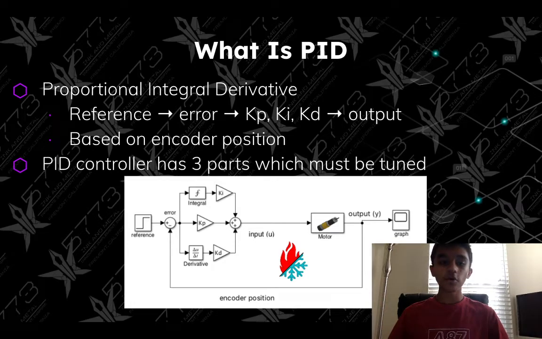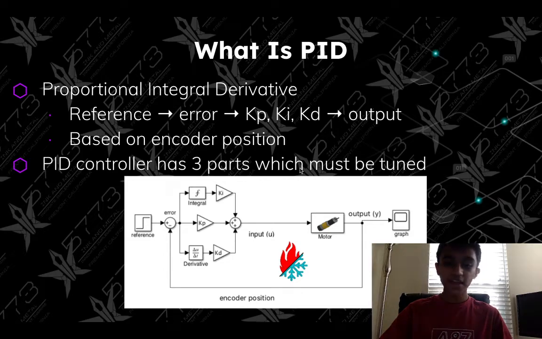Now, like I said before, PID has three parts, these three constants over here, which must be tuned. You can see from this graph, it's essentially what we're talking about here. You take your reference, find your error, then you use the constants over here to generate an output for your motor power. You can actually visualize this on a graph based on your error.